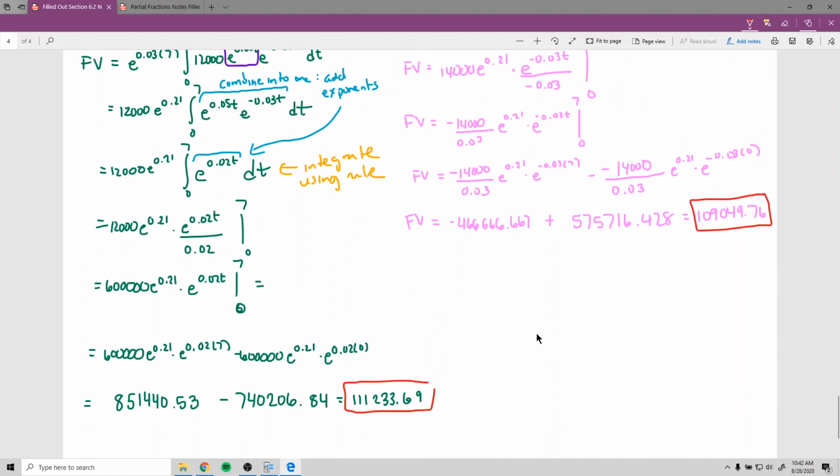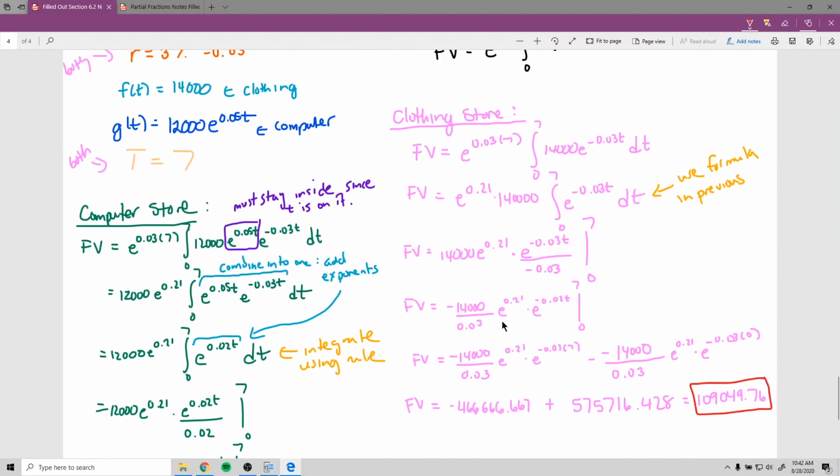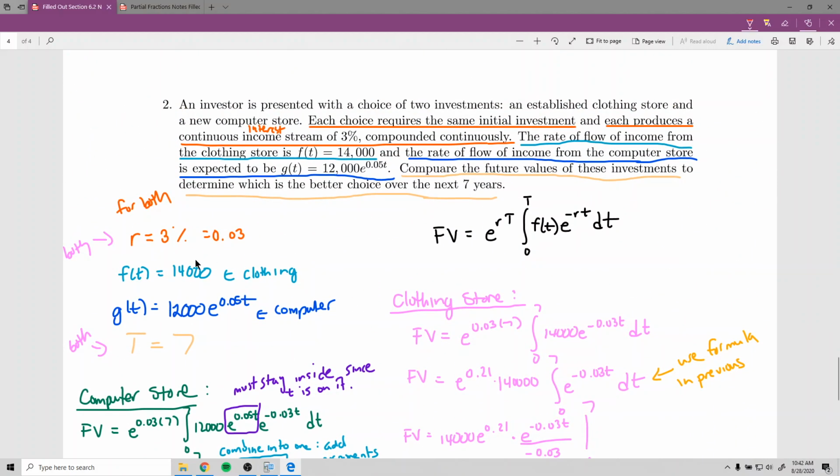Which one's larger? We can see that the computer store would be the better investment. Now, if you change the time parameters, this could change the investment strategies. So if you went with less time, the f of t would be better because the 14,000 income is more than the one on the bottom when t is short, because it starts at 12,000. But what this e to the 0.05t is doing is making the income stream grow over time. So if you had to compute it over 20 years, this second one would be so much higher that you would ask the question, why would I invest in the first one?